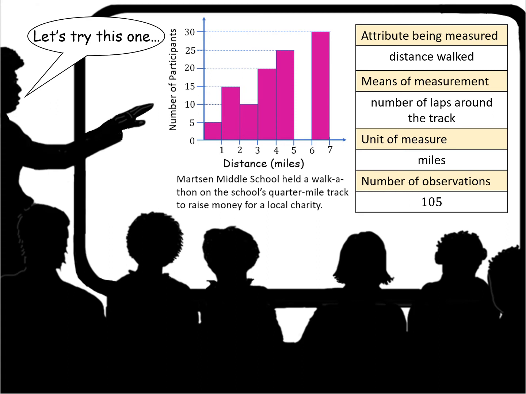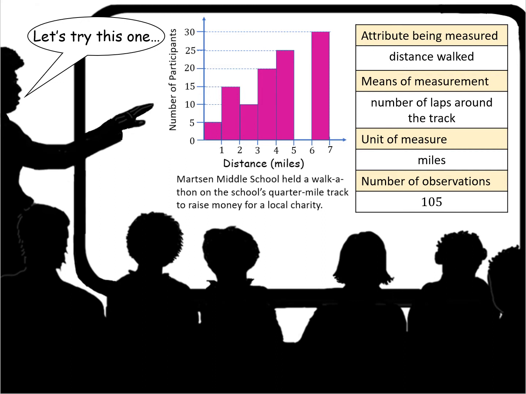How is it measured? Well, it would be measured, if you think about it in terms of context here, in the number of laps around the track that each participant completed. And 4 laps would be a mile. A typical track is a quarter mile. The unit of measure is in miles, and the number of observations.